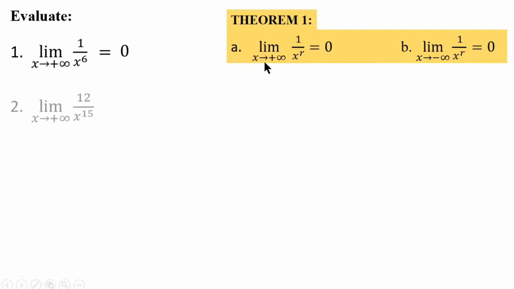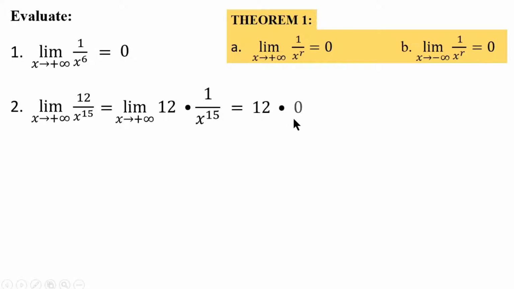Number 2. To find the limit of 12 over x raised to 15 as x approaches positive infinity, we can rewrite the function as the limit of 12 times 1 over x raised to 15 as x approaches positive infinity, then simplify. The limit of a constant is the constant, so this is 12, and the limit of this is 0 by applying this theorem. Thus, 12 times 0 is 0.